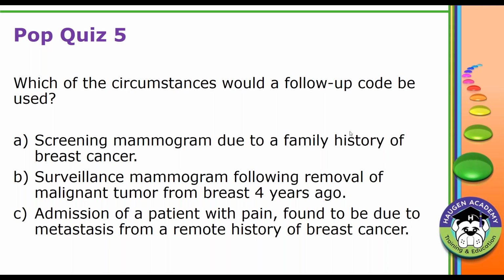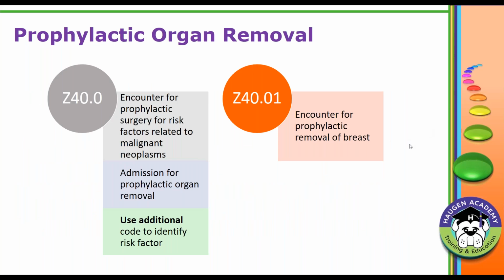And just a couple more slides on ICD-10. We have some codes for prophylactic organ removal. This is becoming a little bit more common now that we have the BRCA tests and things like that. So these are for when a patient is the encounter specifically to have a currently healthy organ removed in order to prevent future malignancy. The appropriate Z40 code should be assigned as the principal or first listed diagnosis.